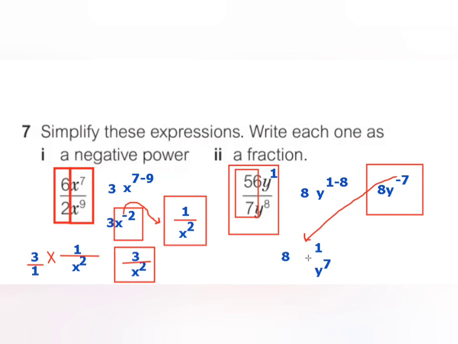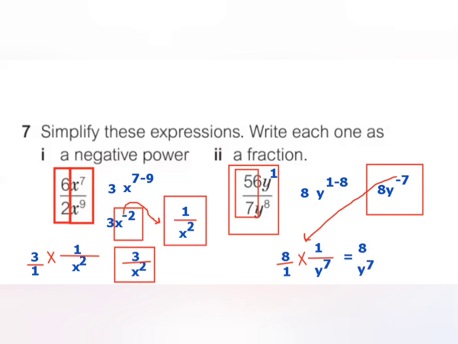Now I'm going to write the fraction line so I can see it. And the 8 is multiplied by this. As we said, any whole number has a denominator of 1, so I'm going to write 8 over 1 multiplied by 1 over y power of 7. Now we multiply the numerators. 8 times 1 is going to be 8. Very good. And then we have 1 times y power of 7, and it's going to be y power of 7.